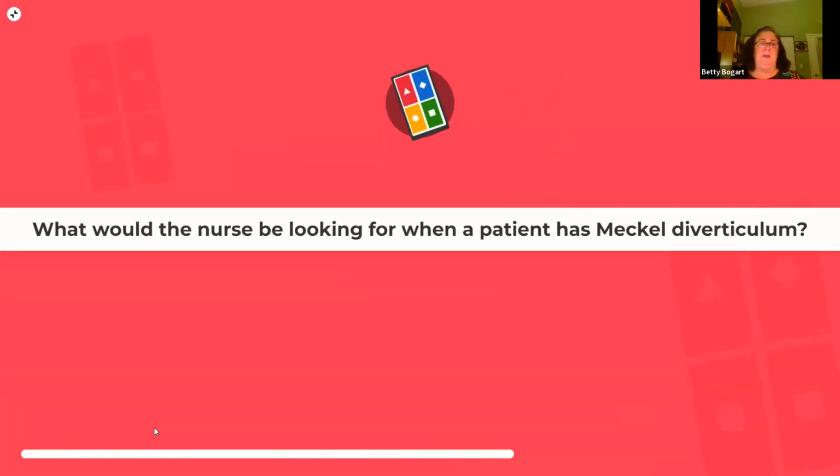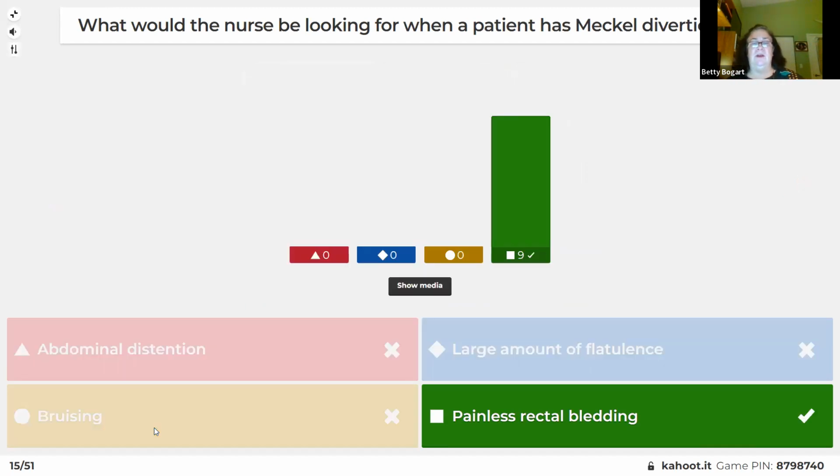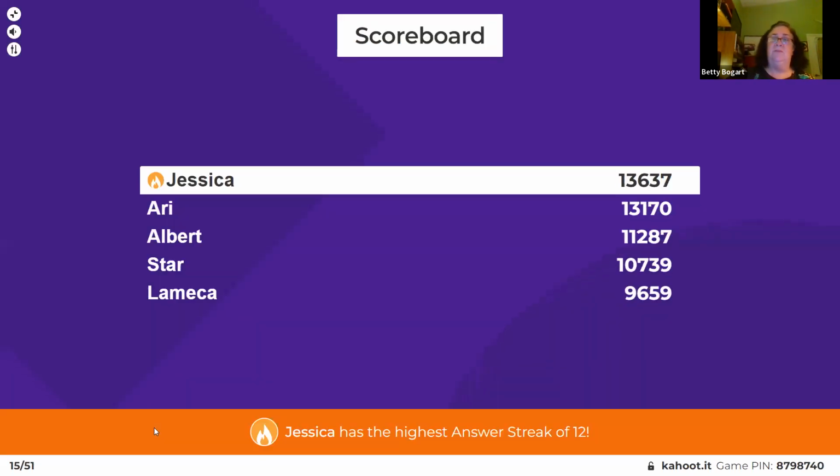What would the nurse be looking for with a patient who has a Meckel diverticulum? There's that little piece of skin flap, and that little piece of skin flap has a blood vessel in it, and it rips off. And you're going to see, yes, painless rectal bleeding, and it will continue till you go in and get rid of that little diverticulum there.